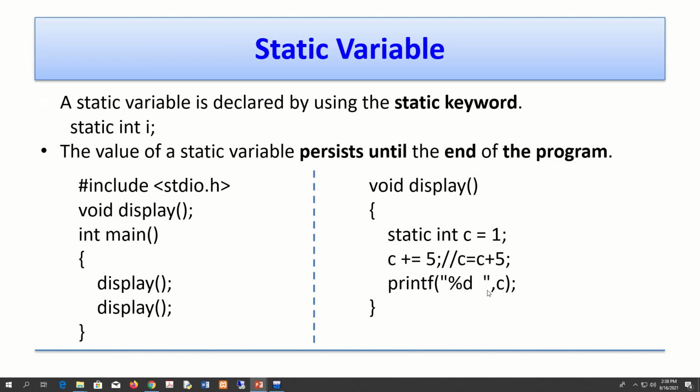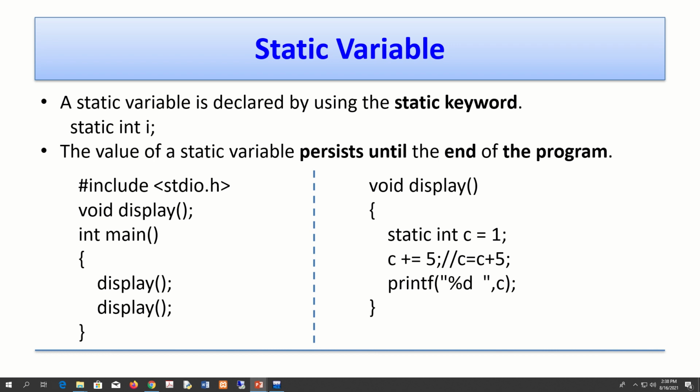Then I print the value of C. So for the first time, when you call the function display, C is assigned the value 1, and then C plus 5 is assigned to C. That is, the value of C is 6. Then 6 will be displayed.